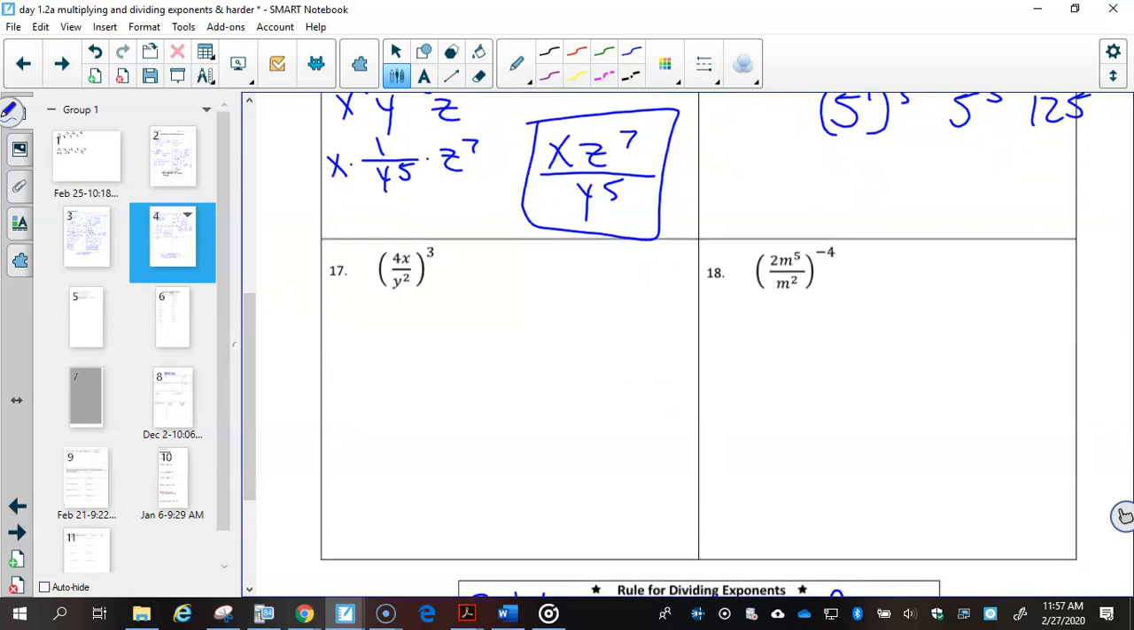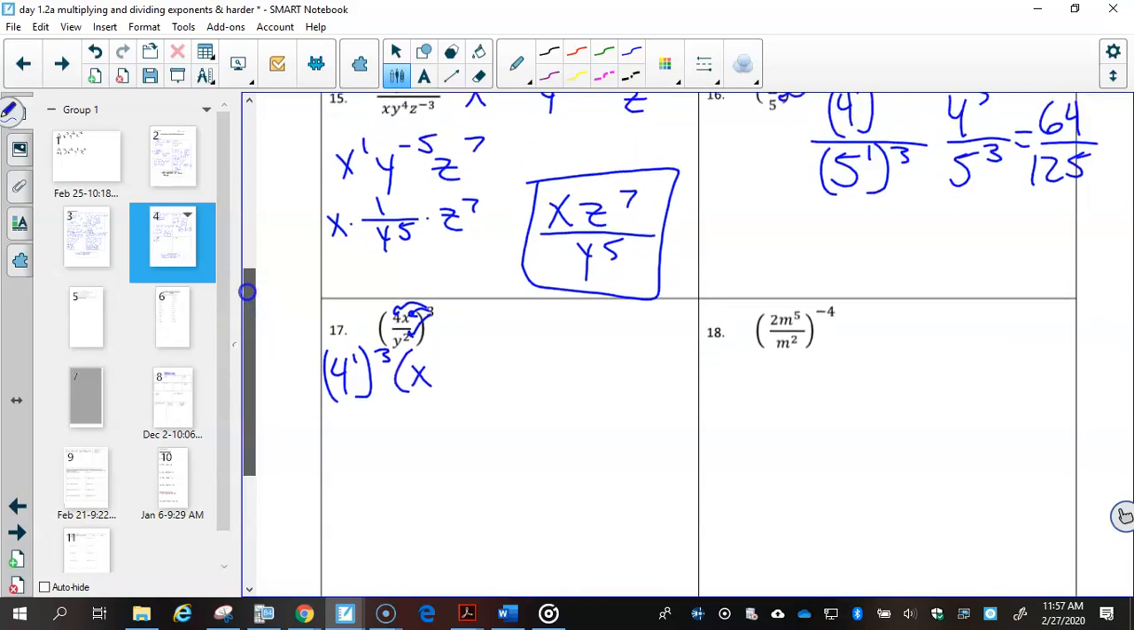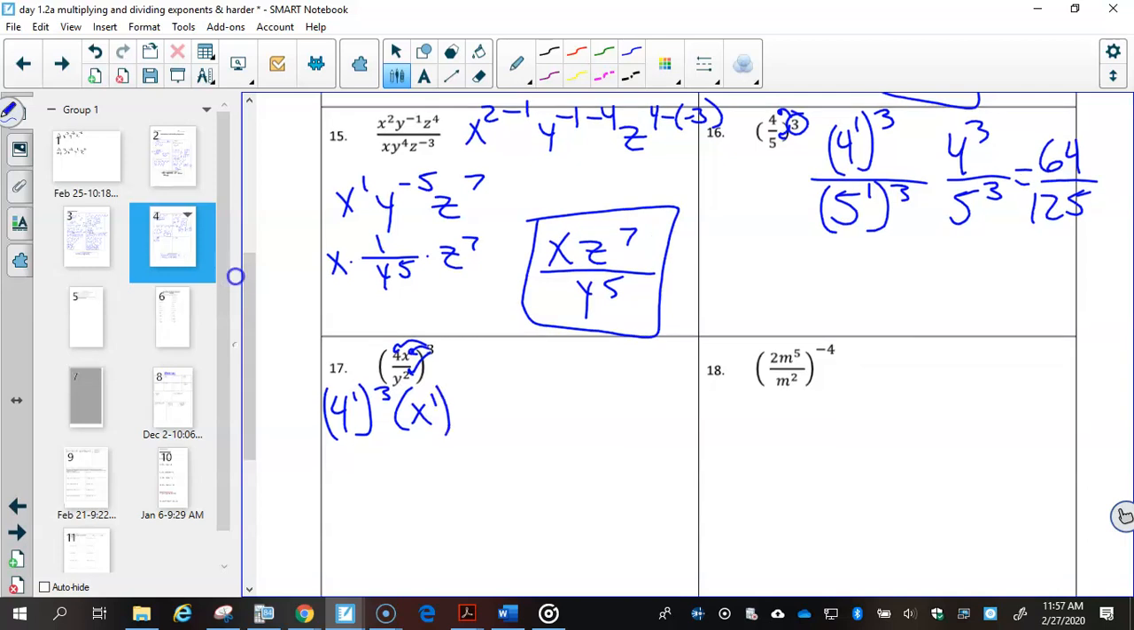Now we're going to do that same thing with variables. This exponent goes to both, or all three, I guess. Again, once you figure out that you don't need to do this, you don't have to. I'm just going to continue until we get a good grasp on this. X to the first to the third all over y squared to the third.